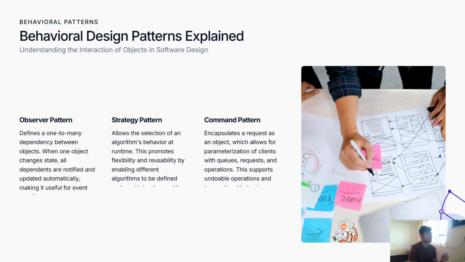The strategy pattern allows the selection of an algorithm's behavior at runtime. This promotes flexibility and reusability by enabling different algorithms to be defined. Command patterns encapsulate a request as an object, which allows for parameterization of clients with queues, requests, and operations. This supports undoable operations.